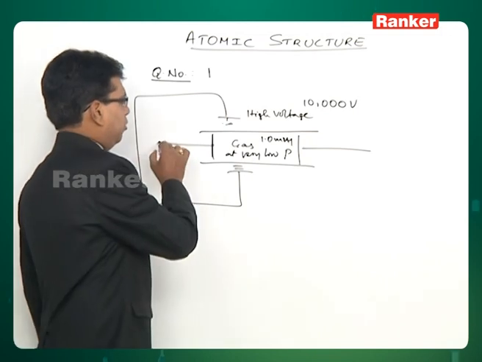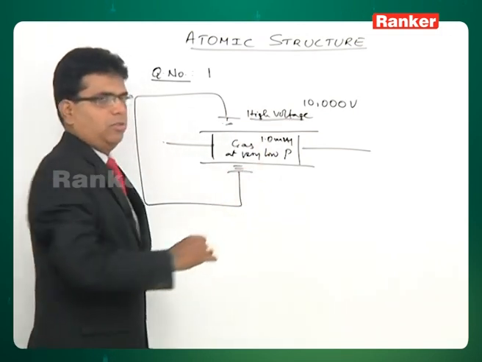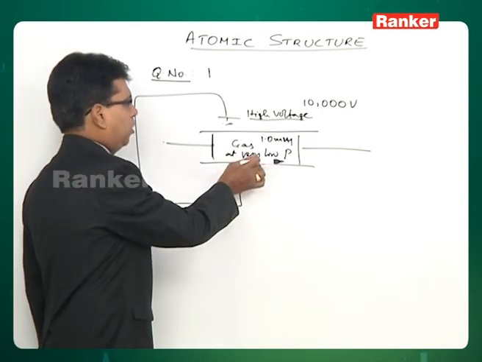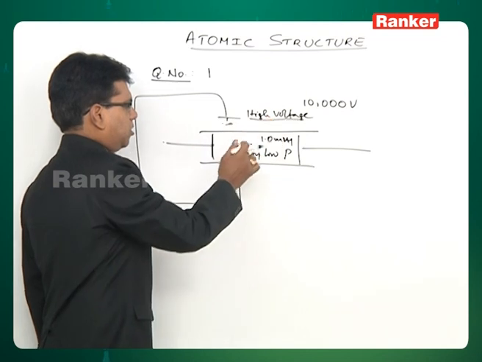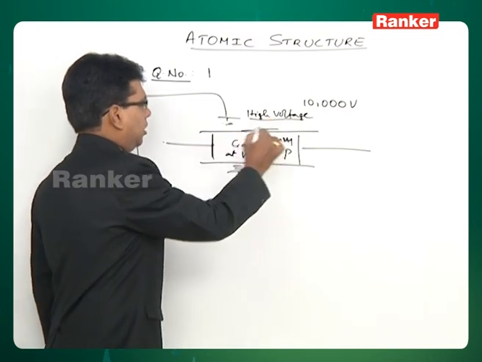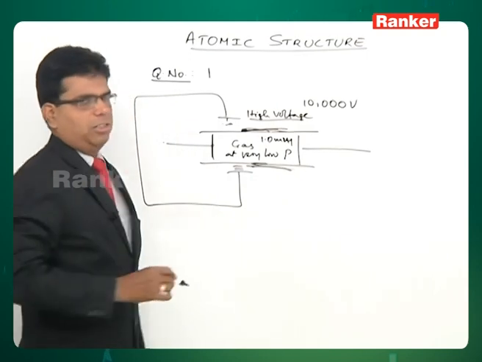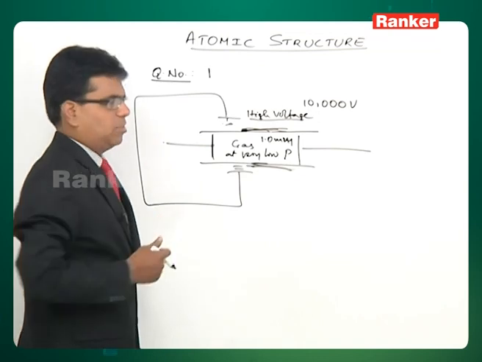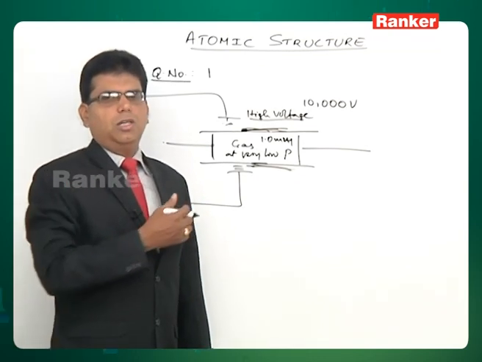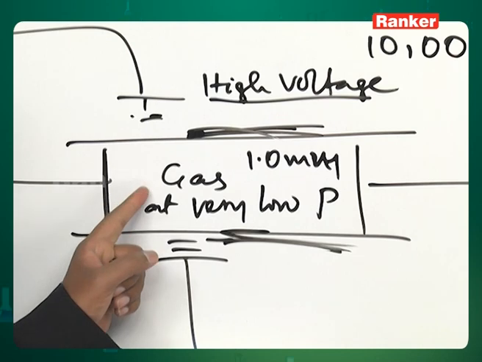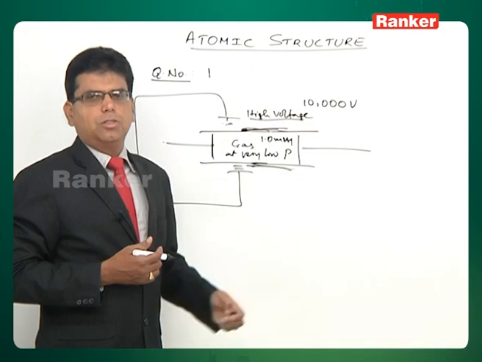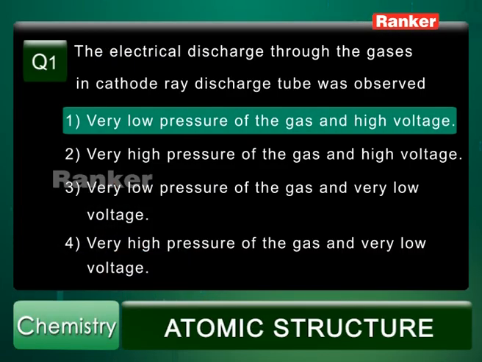When such a high voltage is applied at a very low pressure, which basically means a very small amount of gas is taken, the gas will ionize, and the discharge tube starts glowing. This is Rutherford's discharge tube experiment. So a gas is taken in a discharge tube at very low pressure and high voltage. So very low pressure and high voltage is the correct answer. So the answer is option number 1.